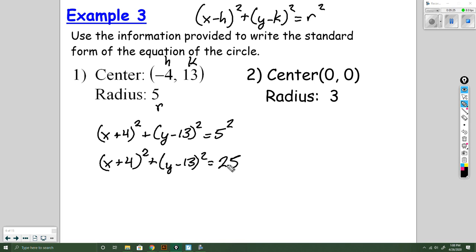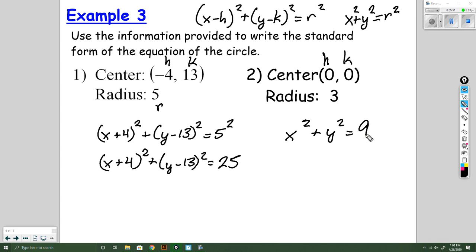All right, now in the next example, we have a center of 0, comma 0. So this is centered about the origin. So in this case, we can refer to the previous equation, which was x squared plus y squared equals r squared, to write this equation. So we have x squared plus y squared equals 3 squared, and 3 squared is 9.